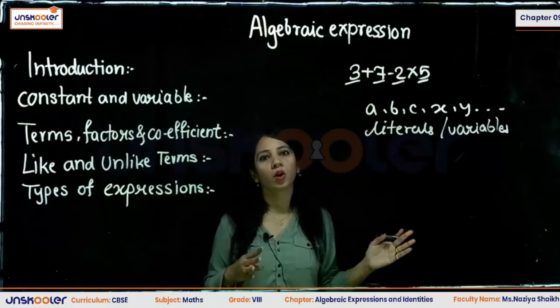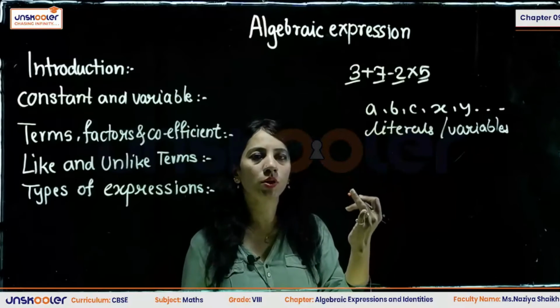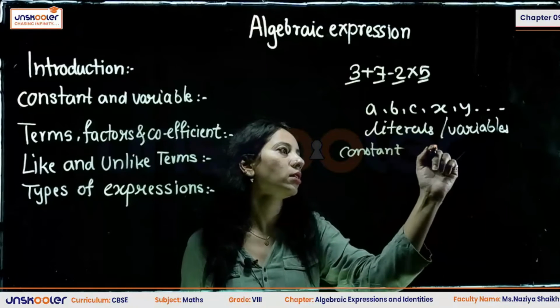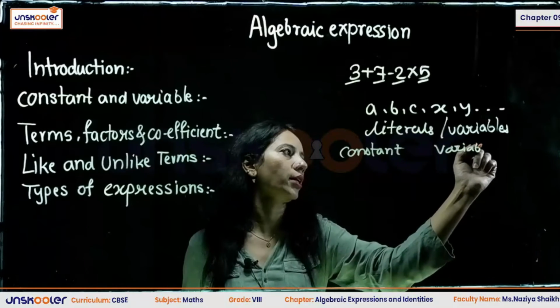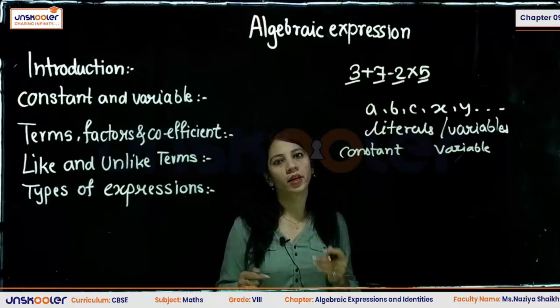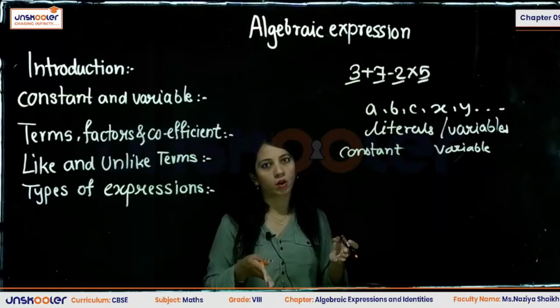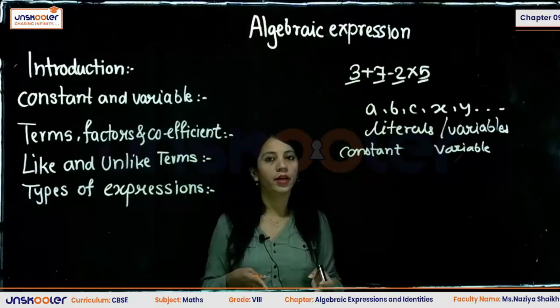Now these symbols are of 2 types, right? So there are 2 types of symbols. One is constant and the other is variable or literal. Now when I say constant, it means that it has a fixed value. So all numbers are constant, right?